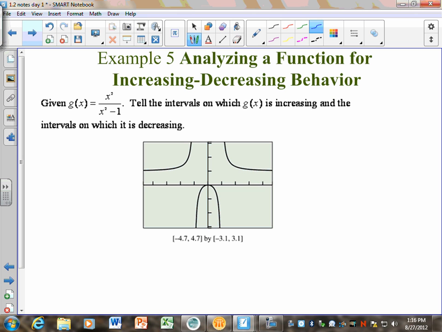So what if I gave you one like this that's a little bit harder because it's a rational function? And I said, tell the intervals where this function is increasing and where this function is decreasing. And they give you the graph up there. If we graph x squared over x squared minus 1, you'd have two asymptotes. So see, we have an asymptote here and an asymptote here.